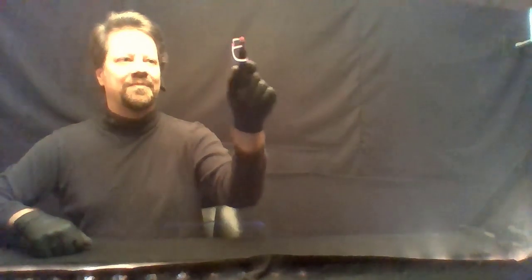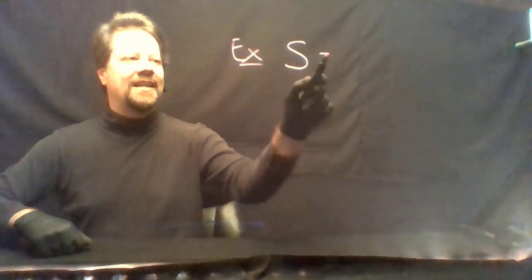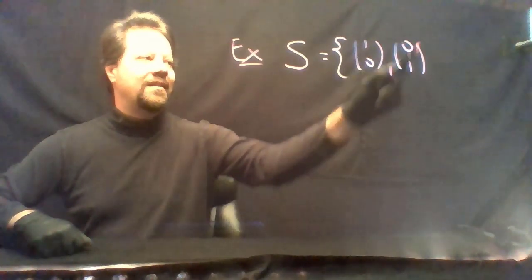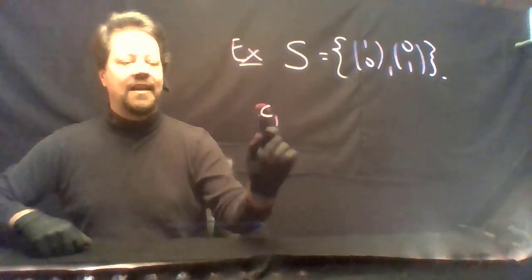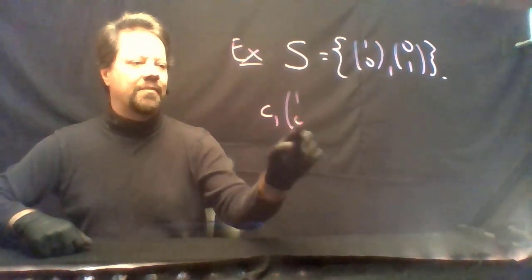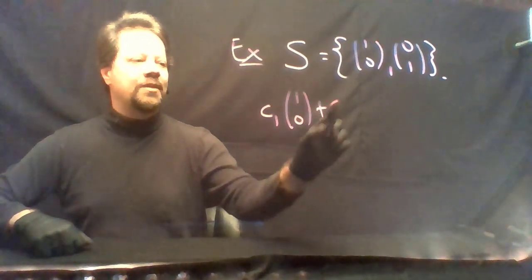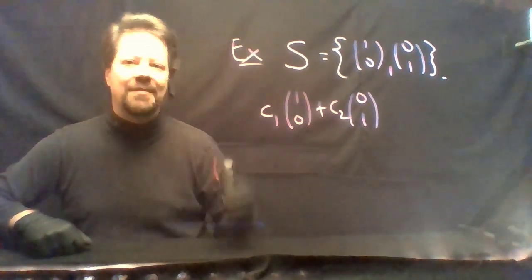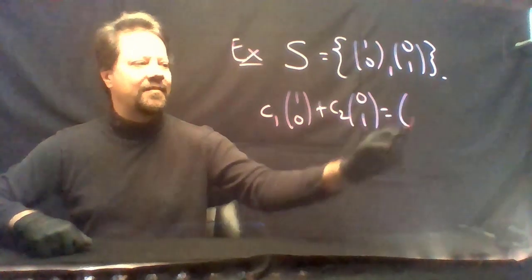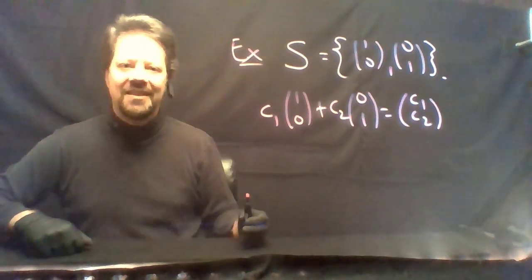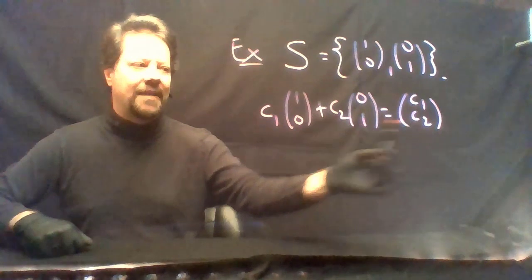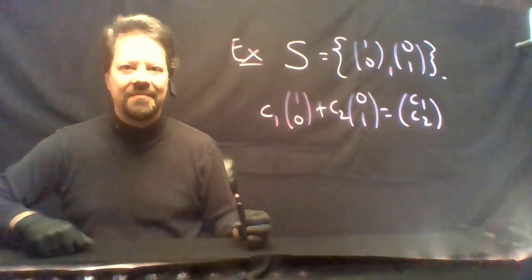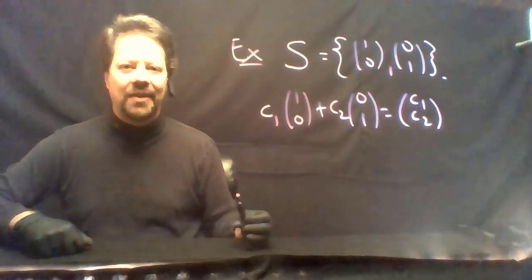So for example, if our set S is (1, 0), (0, 1), then any combination of the following form, c1 times (1, 0) plus c2 times (0, 1), is a linear combination of elements of S. Note that after you form this linear combination, you get something that may not be in the set S. It could be outside of that set, and that's okay.